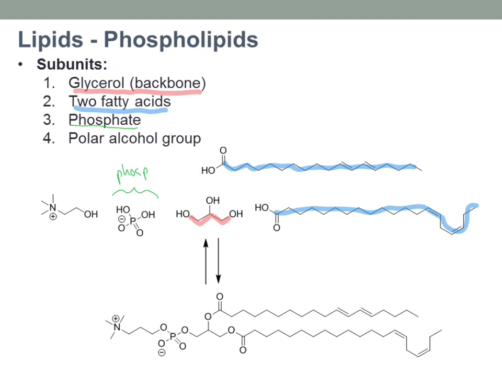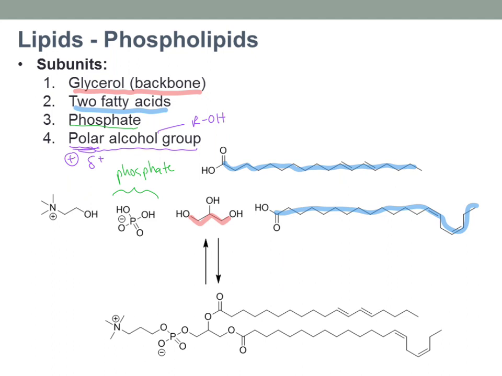So phosphate group. Phosphate, phospholipids, makes sense. And then lastly, the wild card, the thing that can be a lot of different things, is what's called the polar alcohol group, right? By alcohol, we mean that it has to have a hydroxyl group, so it needs to have an OH. And polar just means that it needs to have full charges or lots of partial charges or something like that. So it's going to be very polar is the idea. It's going to really, really attract water.